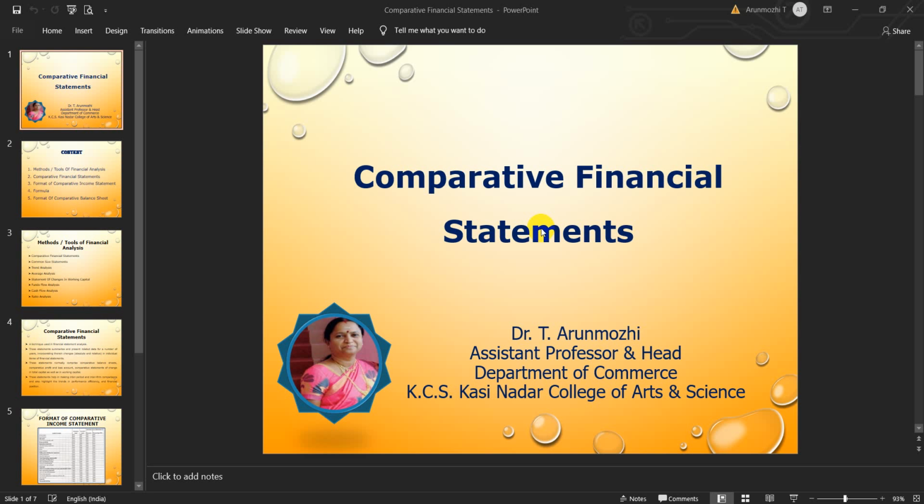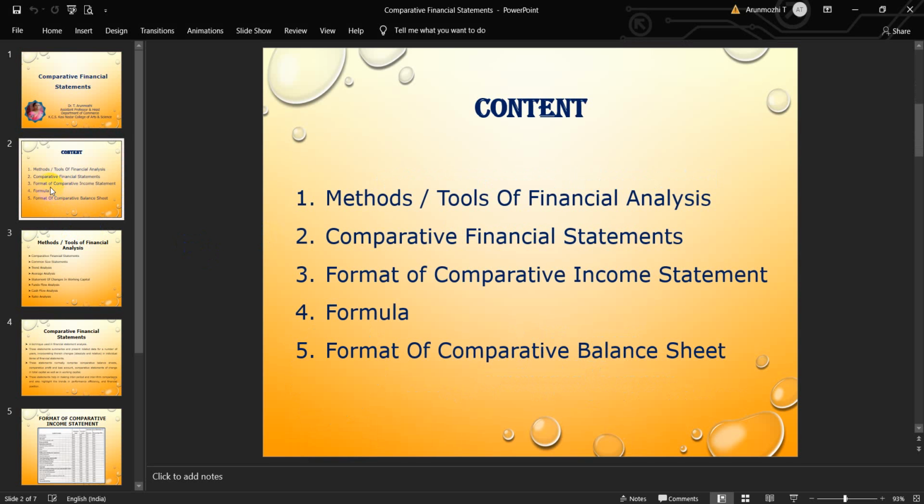It is based on the curriculum of all universities on this subject. The contents are methods or the tools of financial analysis, comparative financial statement, format of comparative income statement, formula for it, and format of comparative balance sheet.